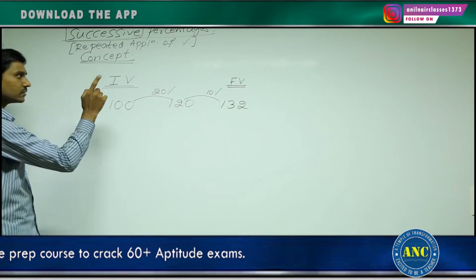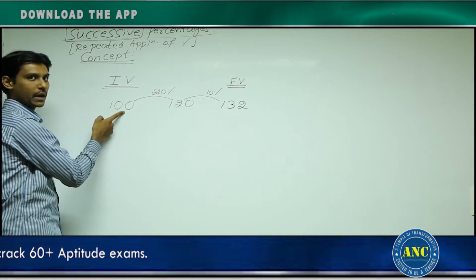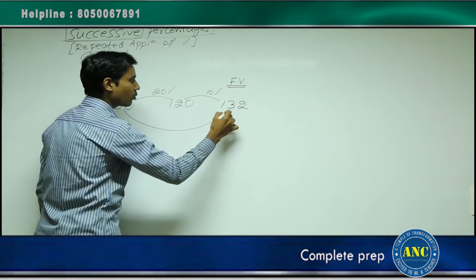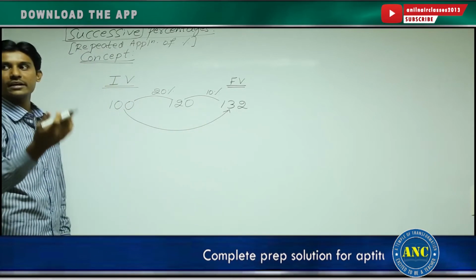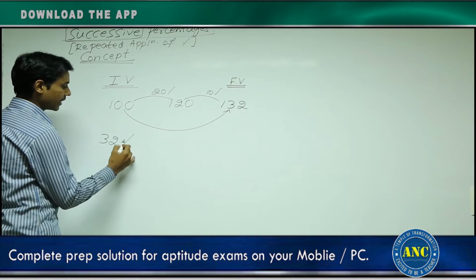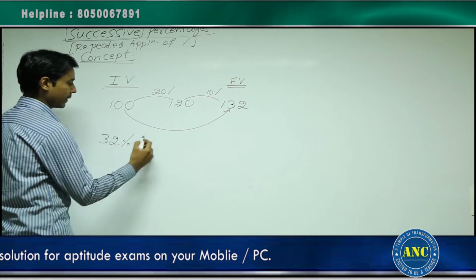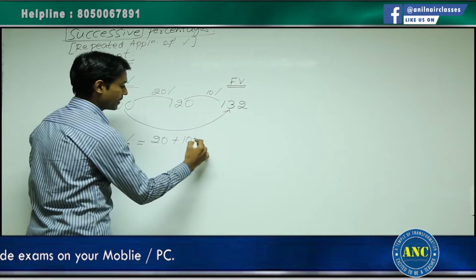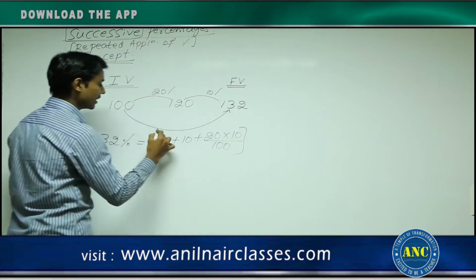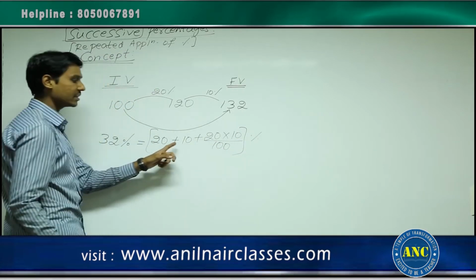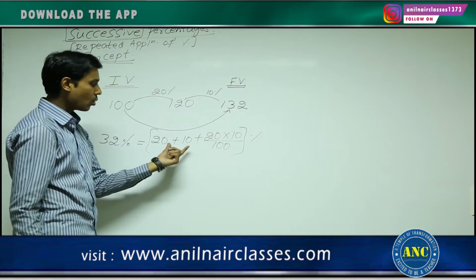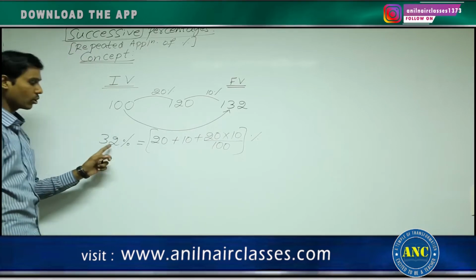Initially I had 100 rupees in my pocket. Finally I have 132 rupees in my pocket. 100 rupees is becoming 132 rupees. What is the overall increase that is happening? 32 rupees. That means the overall change that is happening is 32%. Can I write this 32% as 20 plus 10 plus 20 into 10 divided by 100%? Please check whether it is 32%. 20 plus 10 is nothing but 30. 20 into 10 is 200. 200 by 100 is 2. What is 30 plus 2? 32. That is what I wrote on the left hand side also.